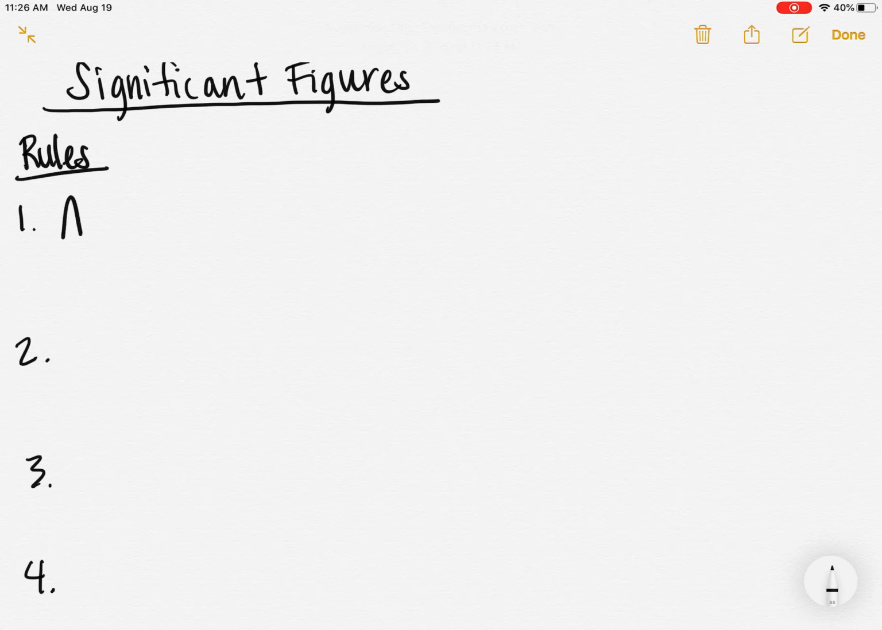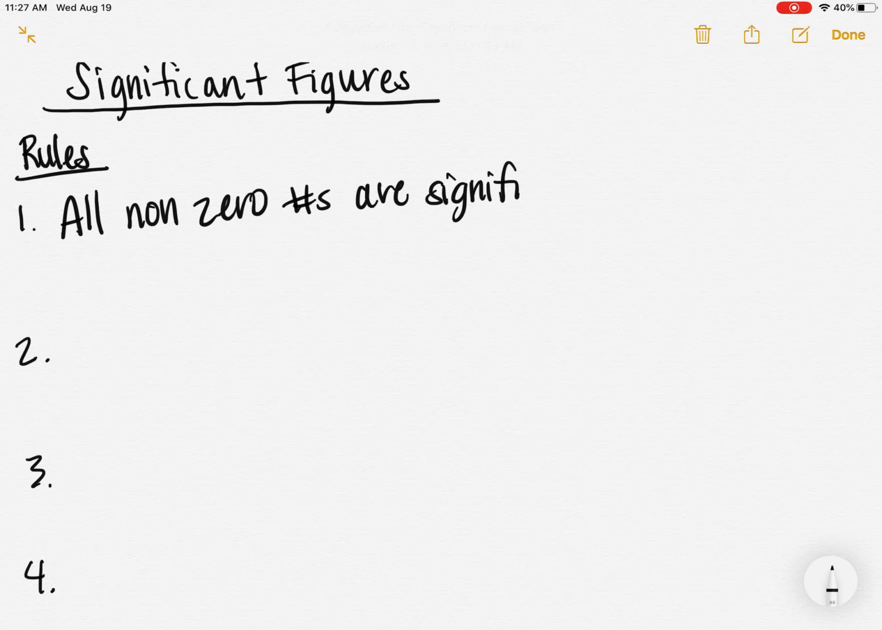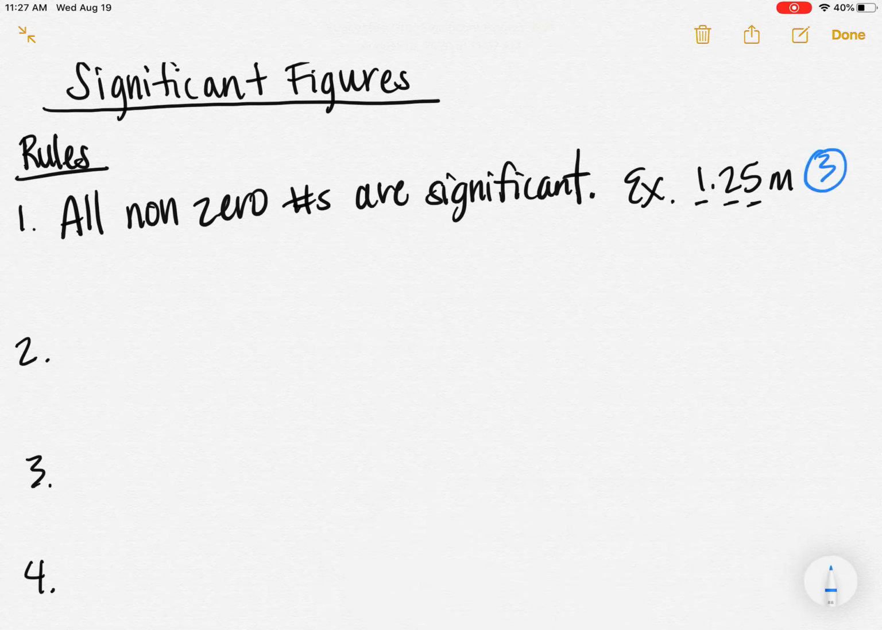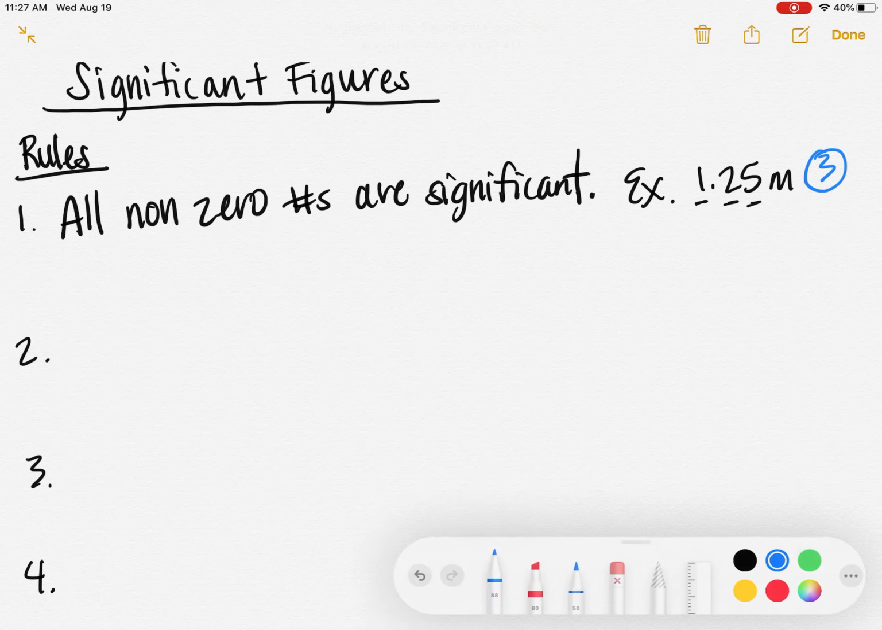So here we go. Rule 1: all non-zero numbers are significant. So if you come across a measurement, as an example, that says 1.25 meters, then this 1, the 2, and the 5, because they're all non-zero, all numbers that aren't zero, this number would have 3 sig figs. So it's as easy as that. If they're non-zero numbers, life is easy.